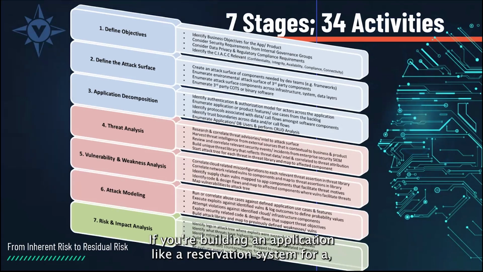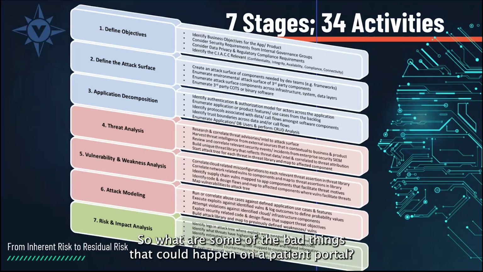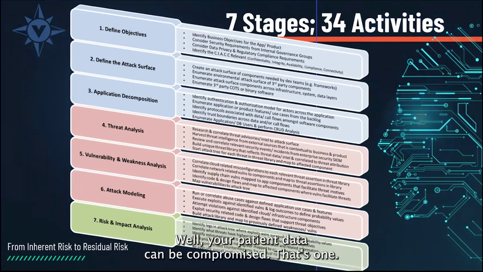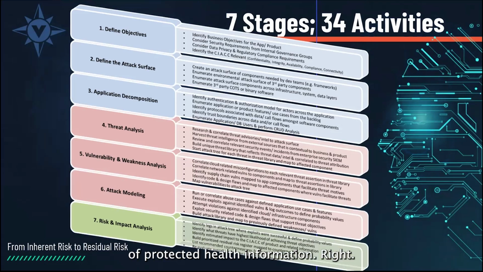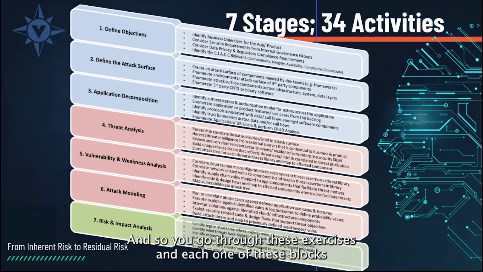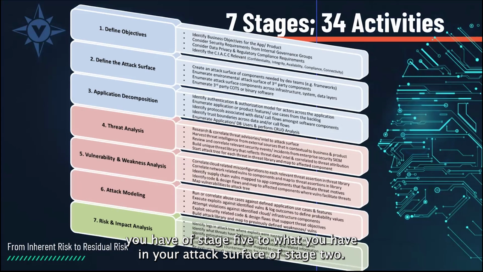If you're building an application like a patient portal, everyone goes to the doctor. You go to your primary care physician, you have to fill out a patient portal. You put in a lot of information there. So what are some of the bad things that could happen on a patient portal? Well, your patient data can be compromised. That's one. So there's threat number 1, compromise of protected health information, right? And so you go through these exercises in each one of these blocks to come up with a threat library, stage 4. Correlate all the vulnerabilities you have of stage 5 to what you have in your attack surface of stage 2, right?